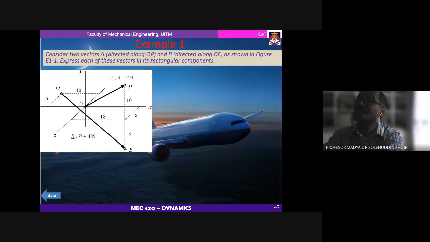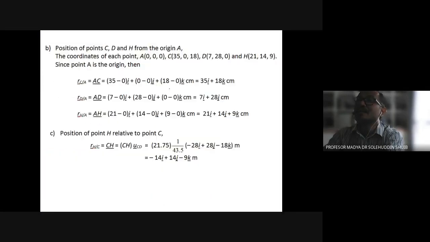This is an example, you can go through on your own when discussing in tutorial class later. Another example.